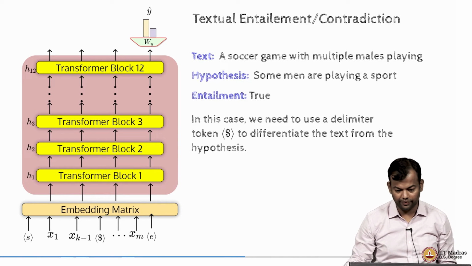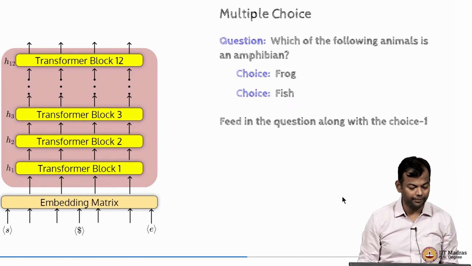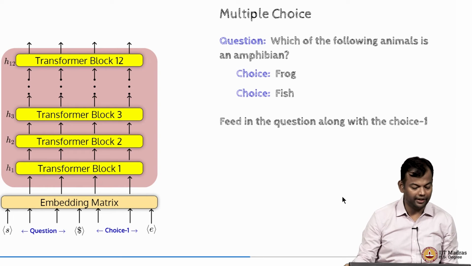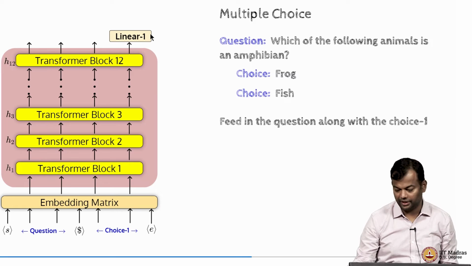And you can just do this for other tasks. So, let us see. Now, here is a question answering task: which of the following animals is an amphibian? So, frog or fish, this is a multi-choice question, okay. So, now what will I do? I will feed the question here, I will feed the first choice here, and then I will calculate some linear representation for this.